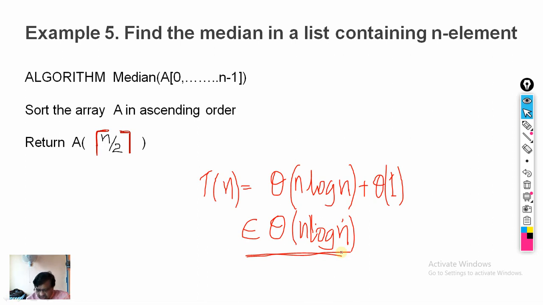Okay, so with this we will close this session, and we will take up tree related problems under the transform and conquer category.